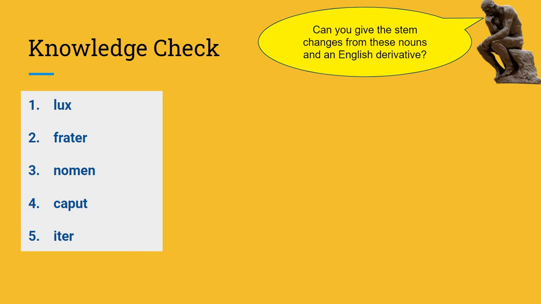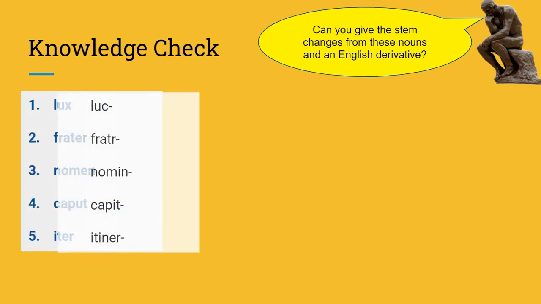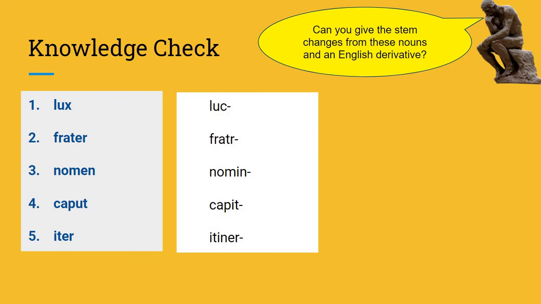Alright, so lux, meaning light, will change its stem to luc. Frater, meaning brother, will change its stem to fratr. Nomen, meaning name, will change its stem to nomin. Caput, meaning head, will change its stem to capit. Iter, meaning journey, will change its stem to itiner.